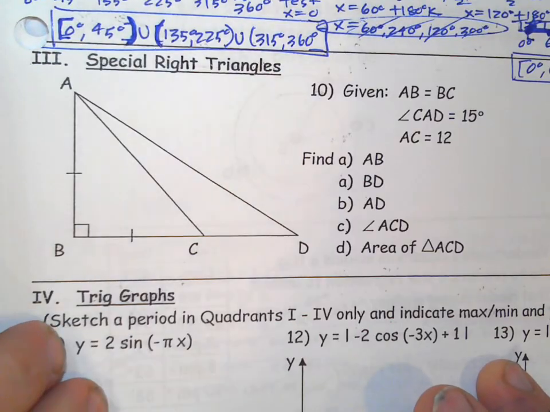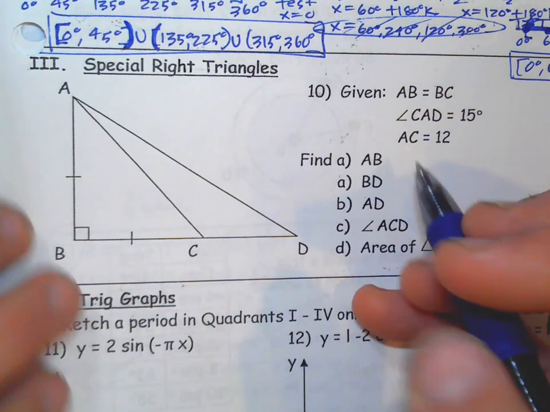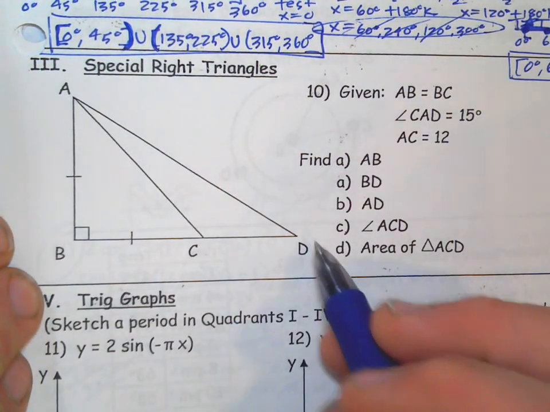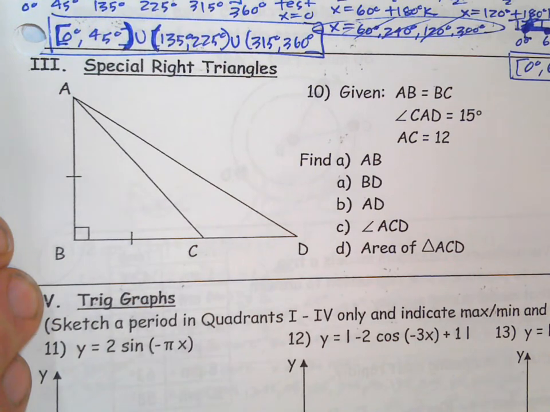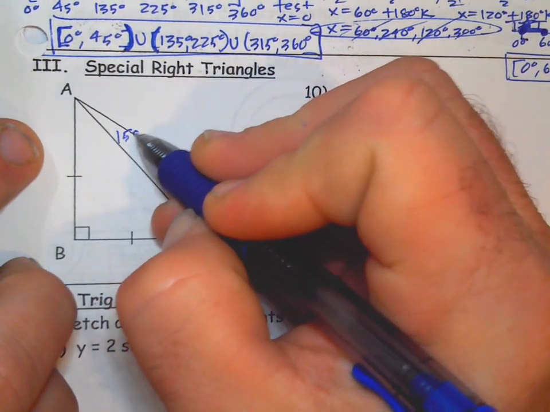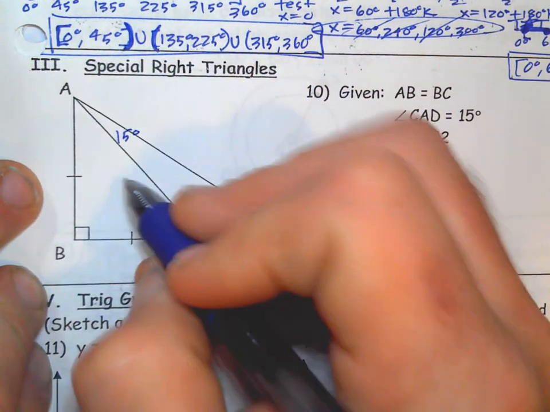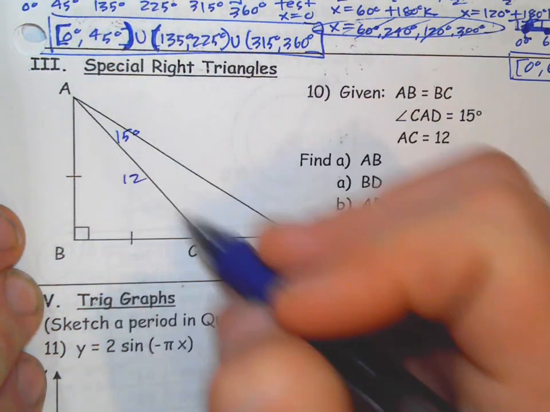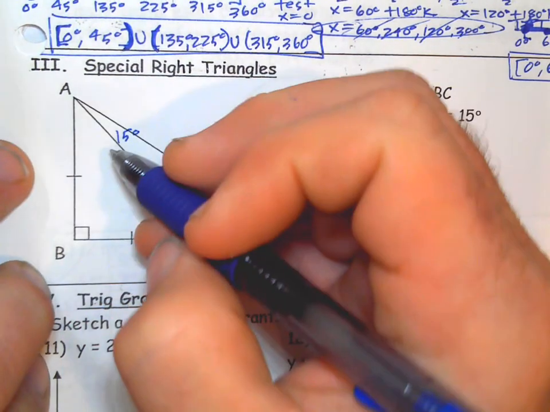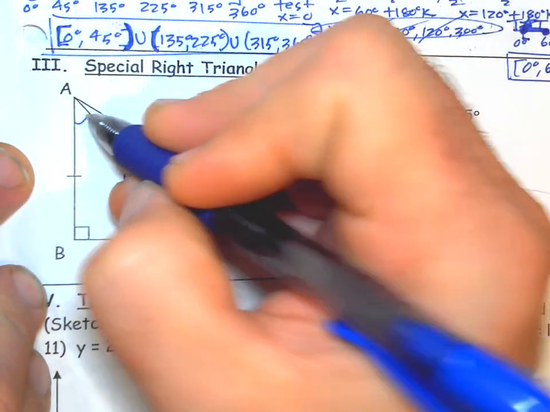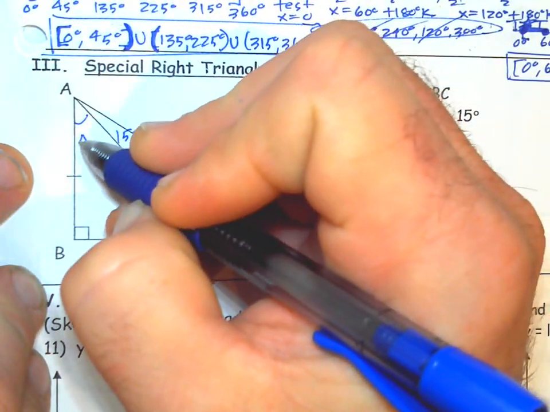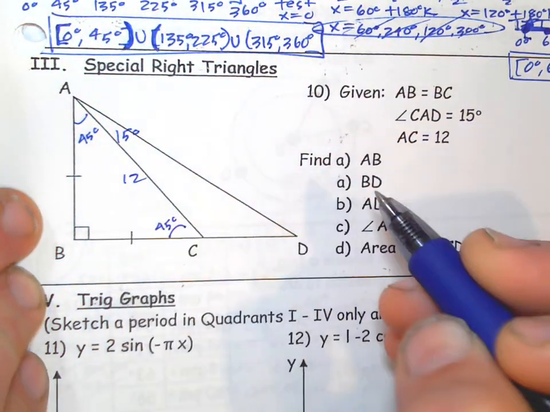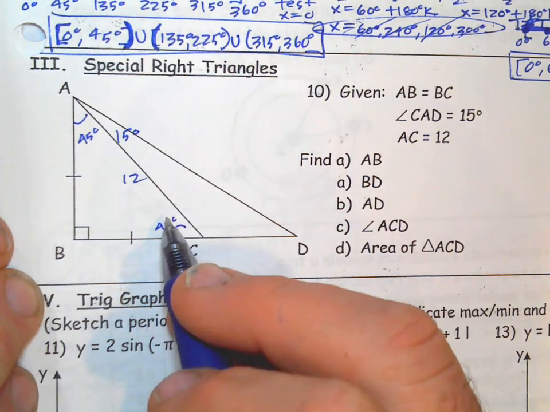A little special right triangle. Picture may not be drawn to scale, so don't just assume because it looks like 45, it is 45. AB equals BC, so those are equal. CAD is 15. Okay, and AC is 12. Now this is a right triangle with equal legs, so it has to be an isosceles right triangle. That means these angles have to be equal to each other, which means they got to be 45 because it all adds up to 180, and there's a 90 already in there. So this is definitely 45, 45, 90.